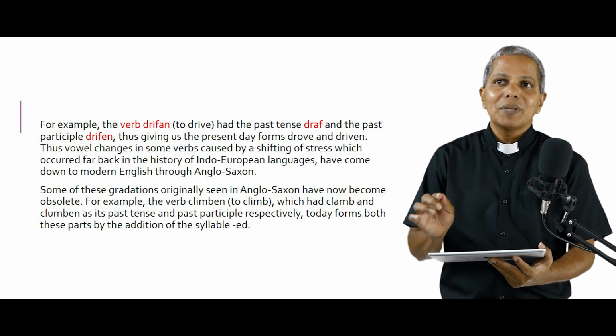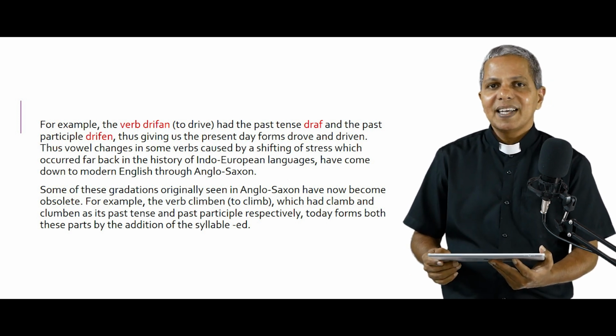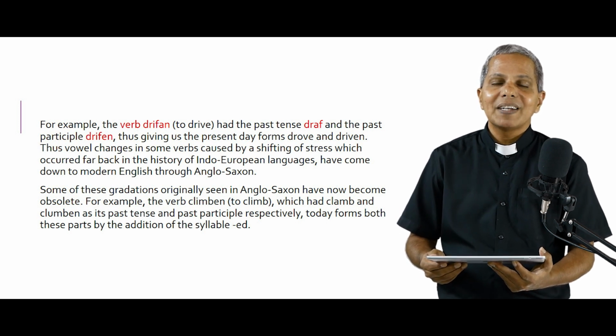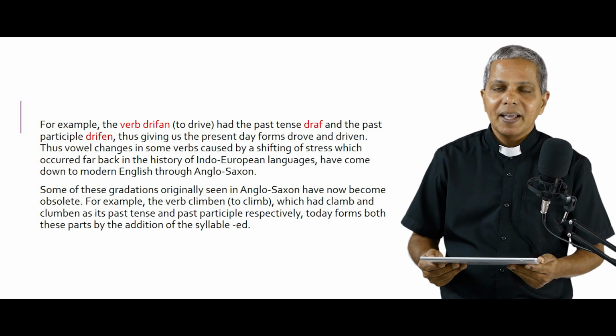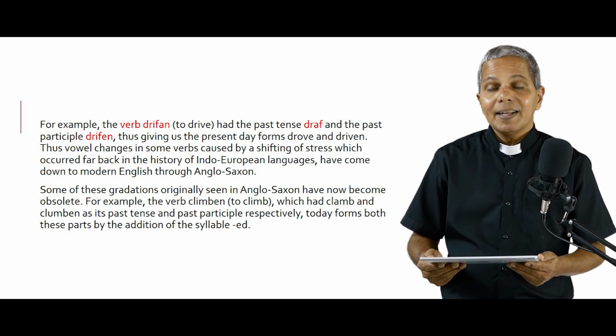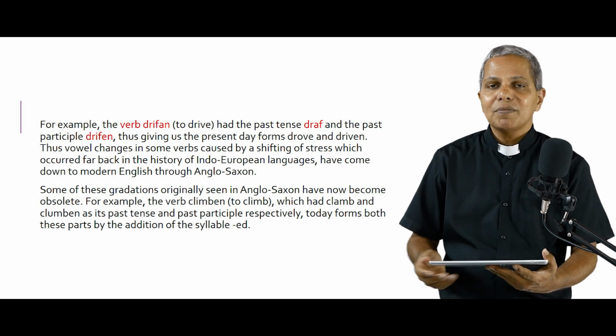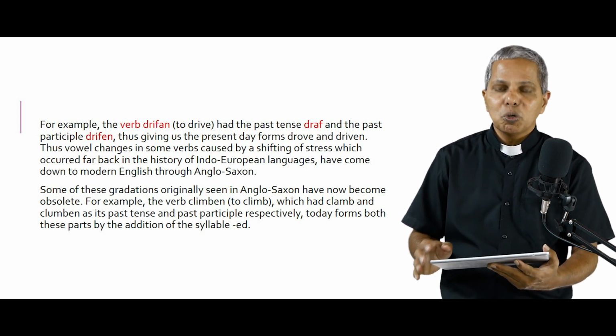So according to the change in the place of the stress, the word is modified. So this leads to the modification of the root syllable. The best example is drifan, draf, driffen, from which we have the modern English drive, drove, and driven.